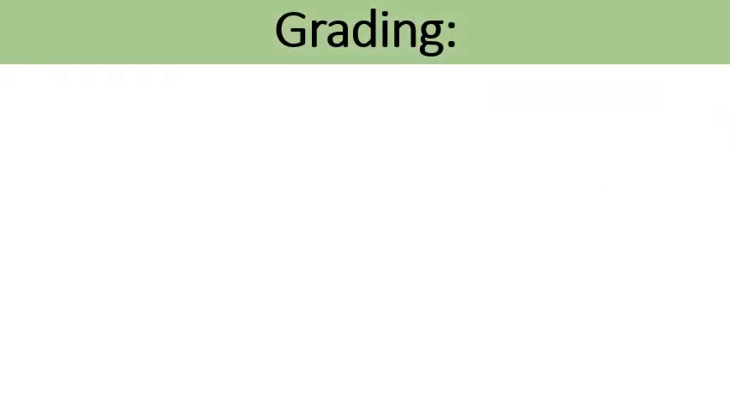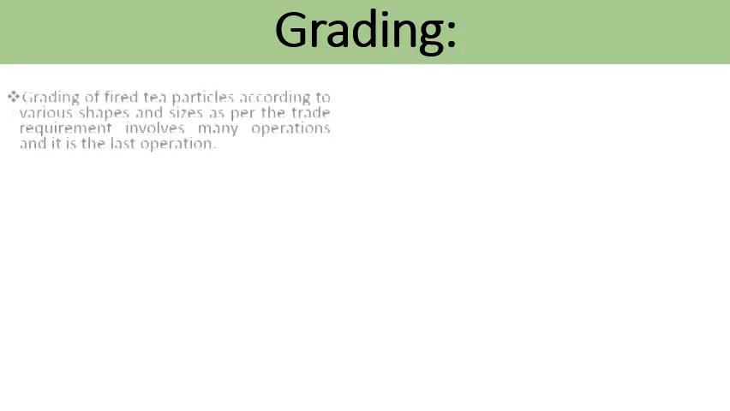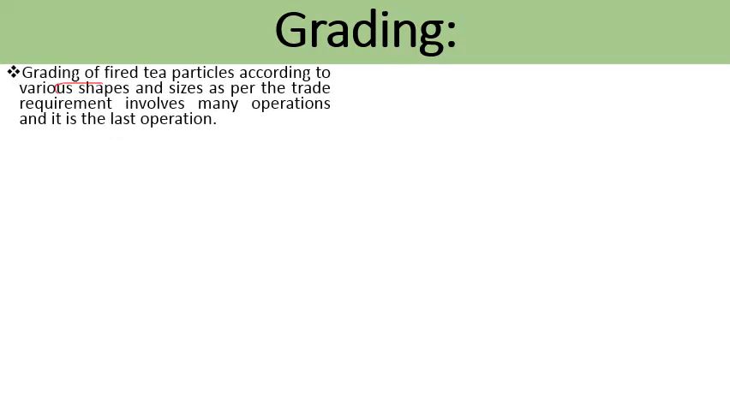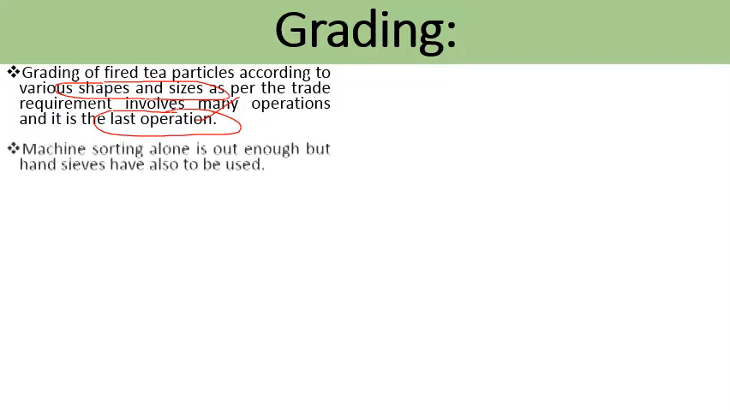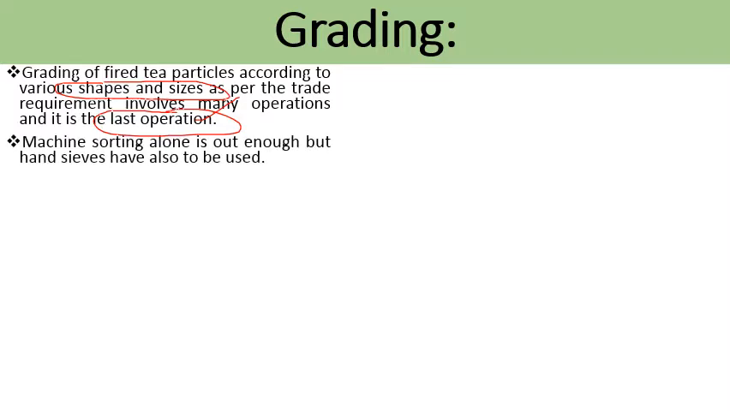Next comes grading. So tea particles are graded on the basis of their shapes and sizes as per the trade requirement. It involves many operations and is the last operation. So this is the last step. Machine sorting alone is enough. जो machine sorting है वो इसके लिए काफ़ी है, but hand sieves have also been used. तो जो hand sieves हैं उन्हें भी यूज़ किया जाता है for grading purpose.